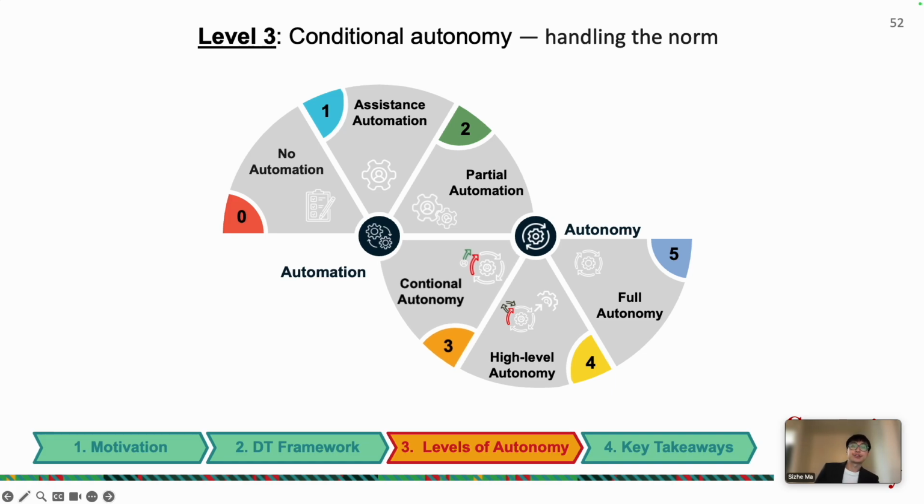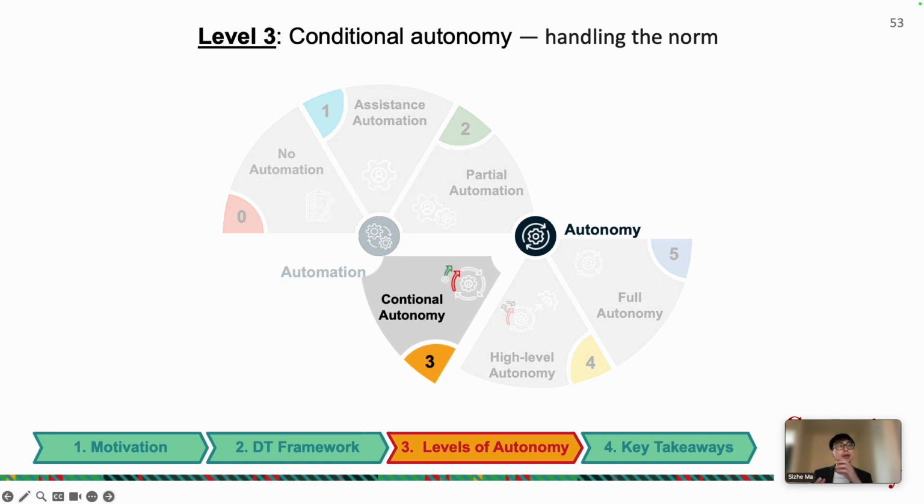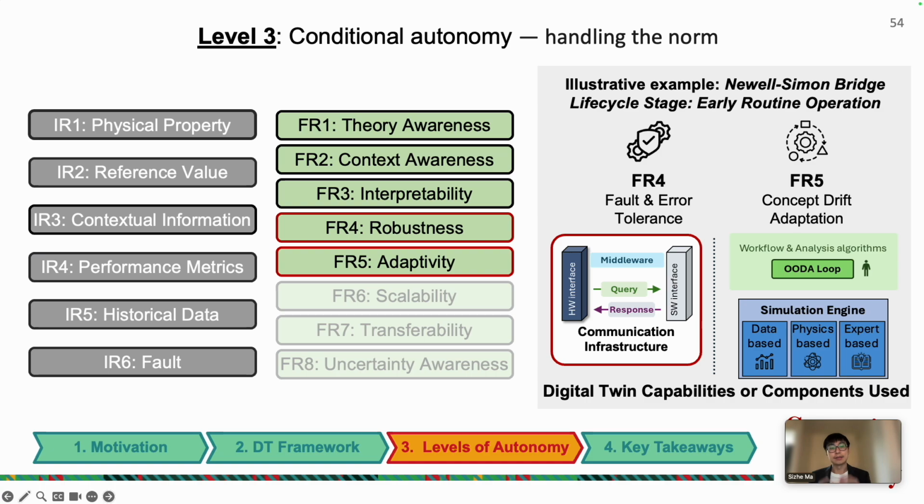And in the next stage is where we leave the domain of automation and finally enter the domain of autonomy. So at this level, the system autonomously manages these normal cases or these moderate anomalies, but still hands over unusual or extreme conditions to human operators. And at this level, we further introduce two functional requirements, including robustness, which is the ability for the system to handle faults like input-output error or out-of-boundary data, while adaptivity often refers to the system's ability to handle concept drift.